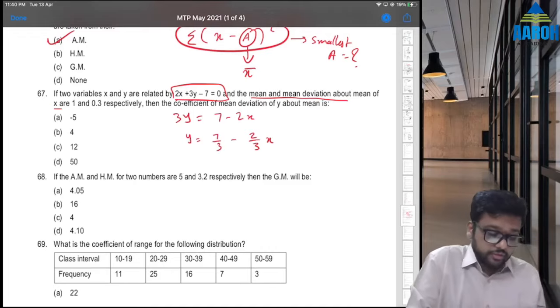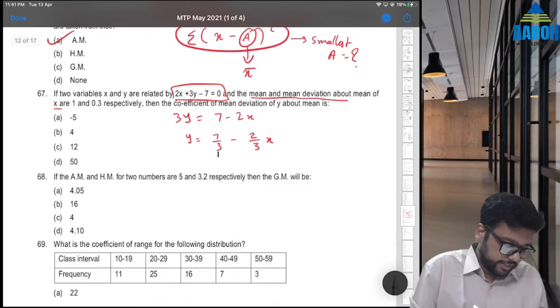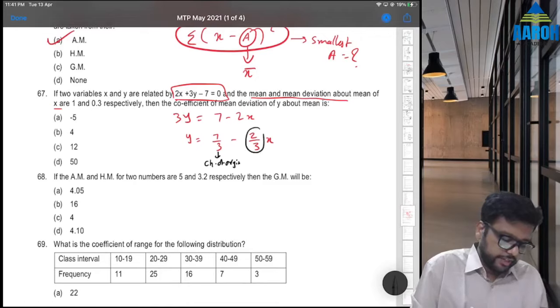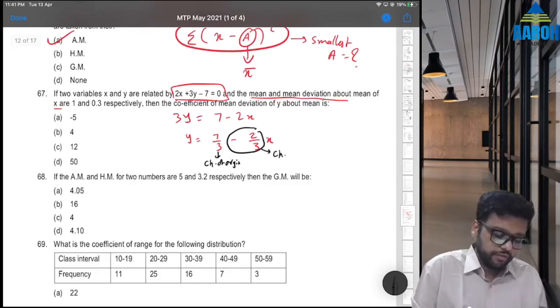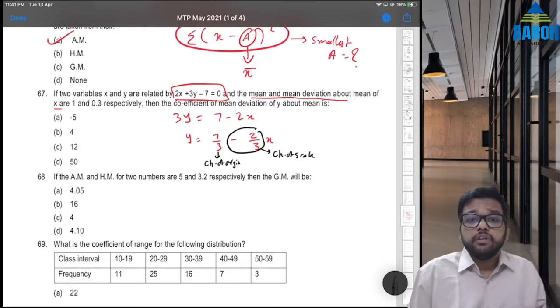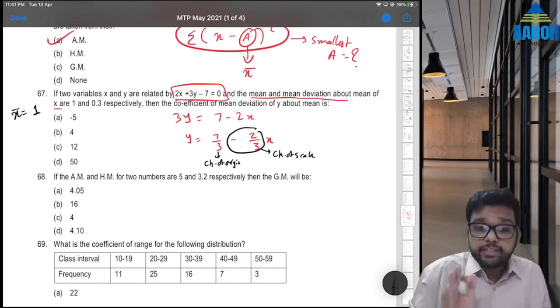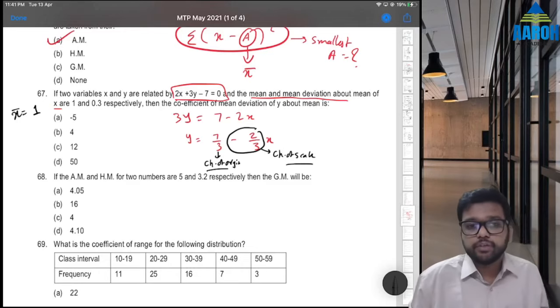You should know that this is change of origin. This, actually this minus 2 by 3, is change of scale. Fine. Now we know mean of x. Mean of x, that is x bar, is 1. Mean is affected by both change of origin and change of scale.